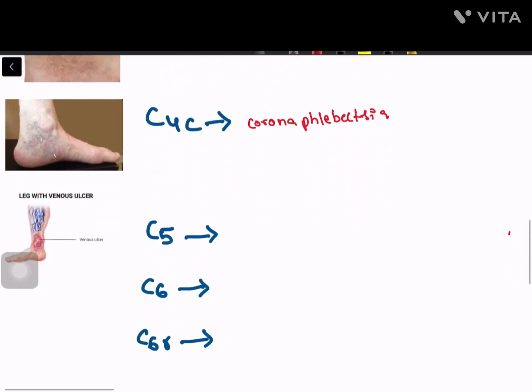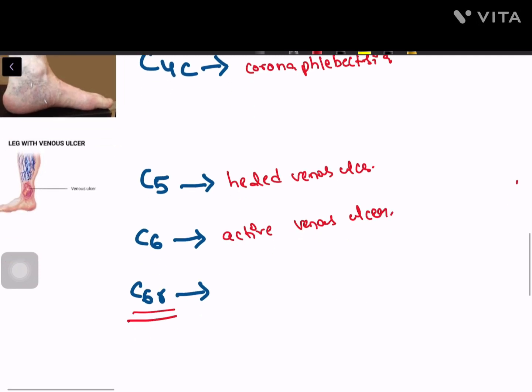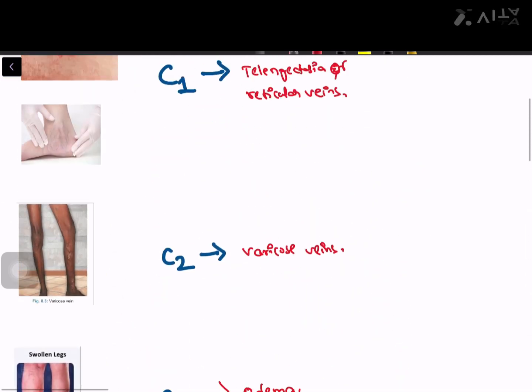C5 includes healed venous ulcer. C6 is active venous ulcer. And the new one included in this classification is C6R. C6R is recurrent ulcers. Okay, we will see images and we will recap everything.